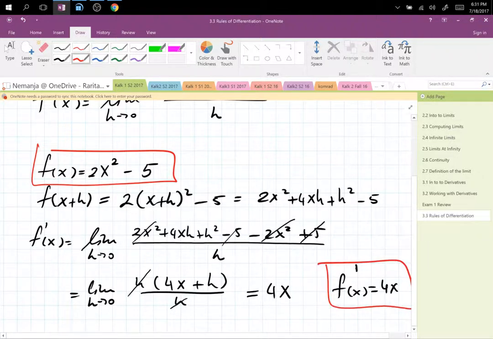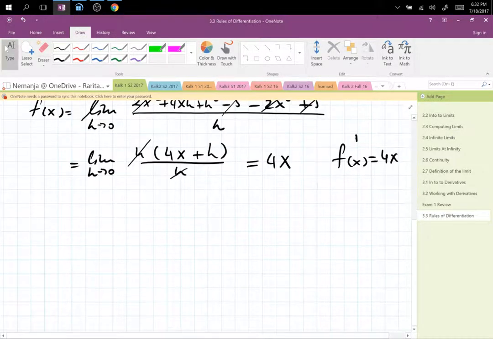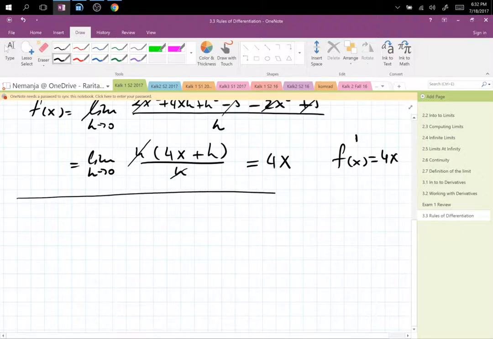Now we learn the rule in this particular section, which will get you from here to here in one step because you memorized the rule. That's what we are learning today. We are learning how to bypass the entire calculation you see here, and we are going to dedicate the rest of this chapter to learning rules and shortcuts so that we don't have to bother with the limit.